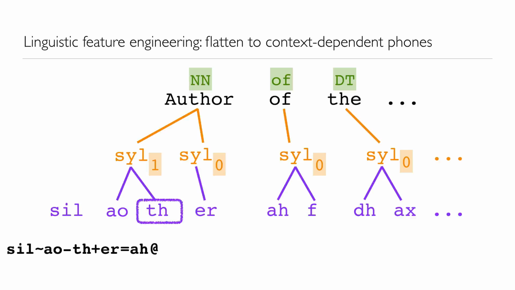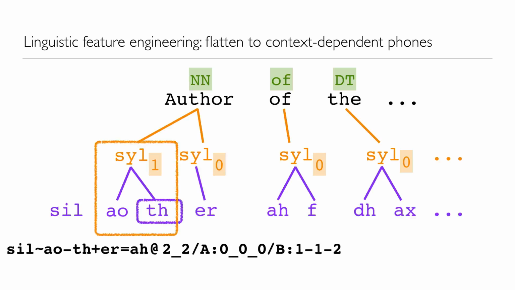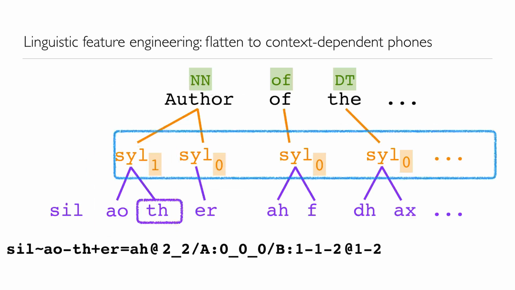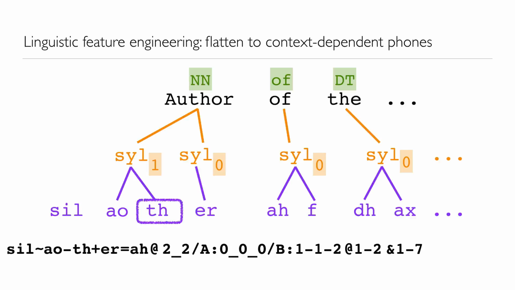And then we add further information, something like the position of the phone within the syllable, the syllable structure of the previous syllable, the syllable structure of the current syllable, the stress, the position of the syllable within the word, and the position of the syllable within the phrase, and whatever other suprasegmental features you can add. So at this point, we would like to take all the features we can from the HTS format and add them to the current phoneme context.